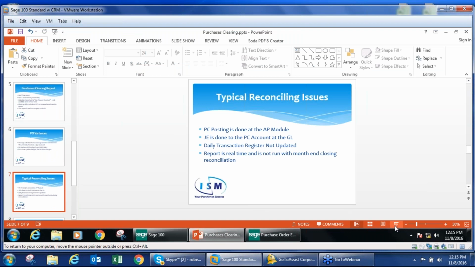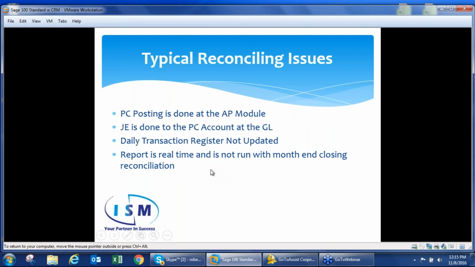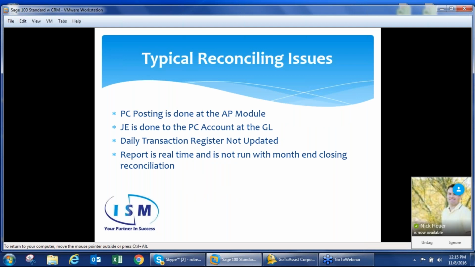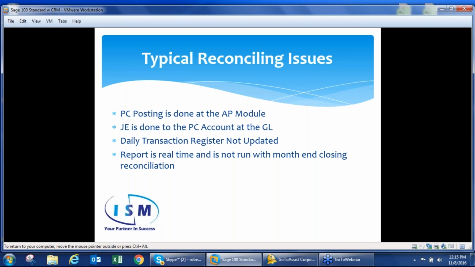And then I mentioned earlier that the purchases clearing report is real-time and is not run with month-end closing. Unfortunately, this report still, again, is a real-time report. So if you run it on the 2nd or 3rd, and you have transactions on the 1st or 2nd that have impacted your PO system, you're going to have a purchases clearing report that's going to have transactions in it that do not yet exist at the GL. So for now, running this report real time is imperative.